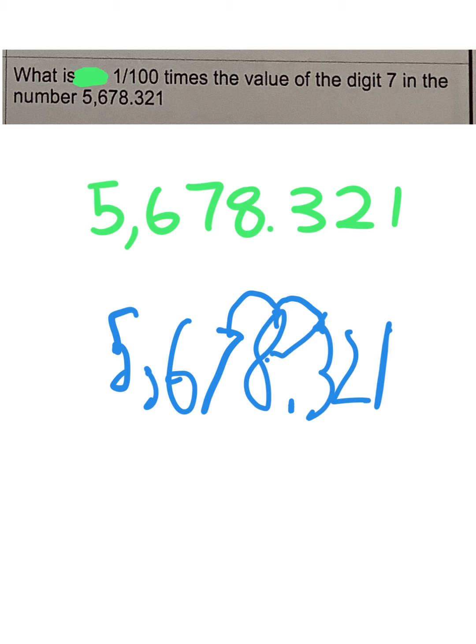So if we're finding 1/100 times the value of the digit 7, we see that the 7 is in the tens place. And if we were going to find 1/100th of the value, we would go back how many place values? 2. So that 7 would be in the tenths place. The value of the 7 would be 7 tenths. That's your final answer.